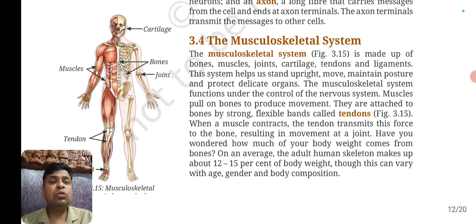Then they are attached to bones by strong flexible bands called tendons. So when muscles contract, tendons transmit this force to bone and there is a movement in the joint.